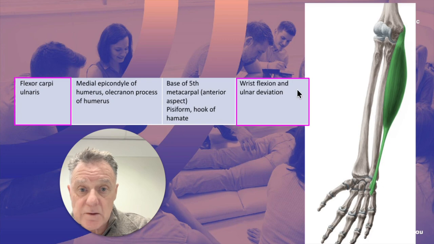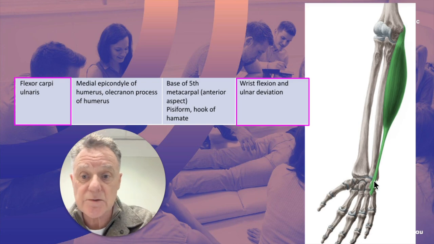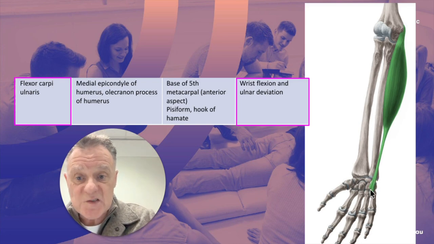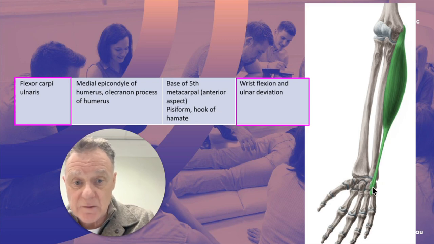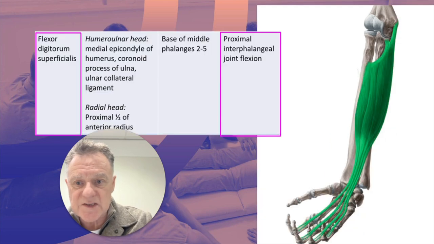Flexor carpi ulnaris also inserts into the anterior aspect of the hand, specifically into the base of the fifth metacarpal and the pisiform and the hook of the hamate, right? So pisiform and hook of the hamate. And from the medial epicondyle of the humerus, it's going to flex the wrist and also ulnar deviate. So that's the radius here. This is the ulna. It's going to ulnar deviate the wrist and the hand.